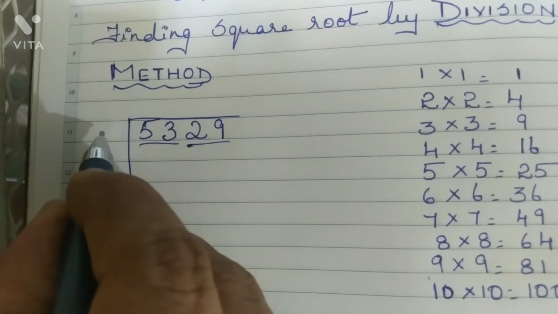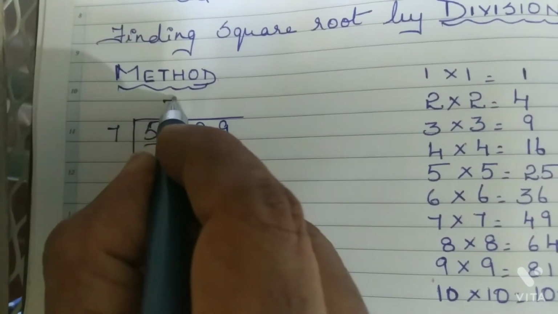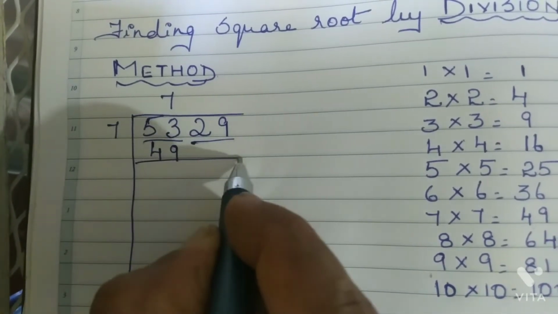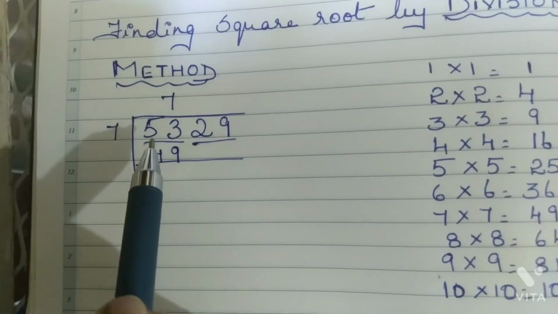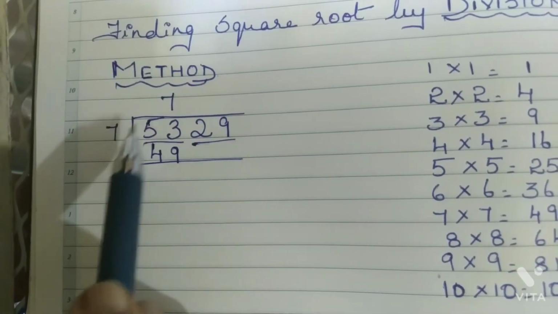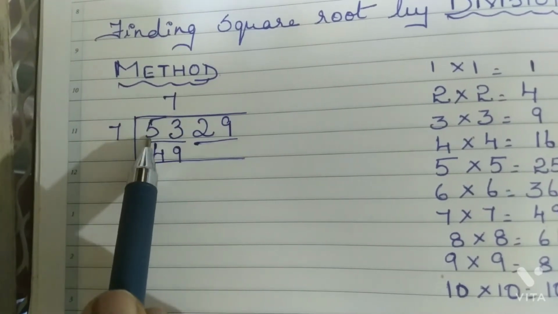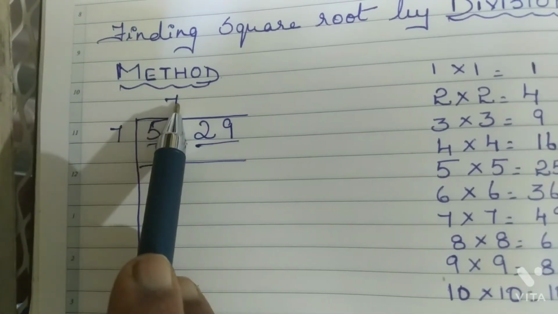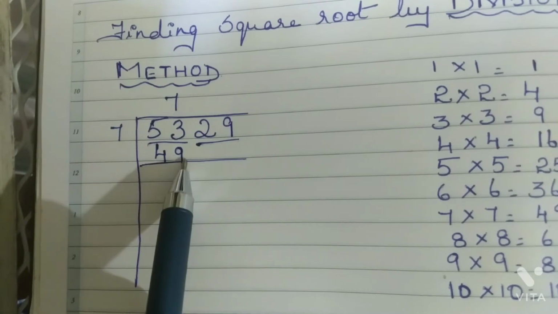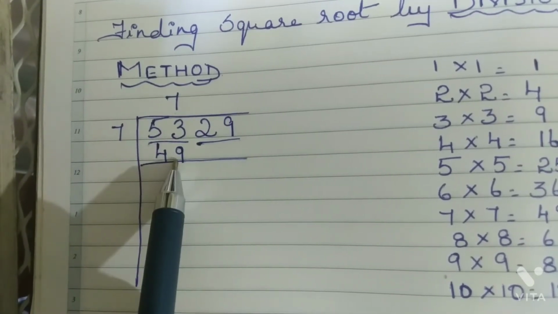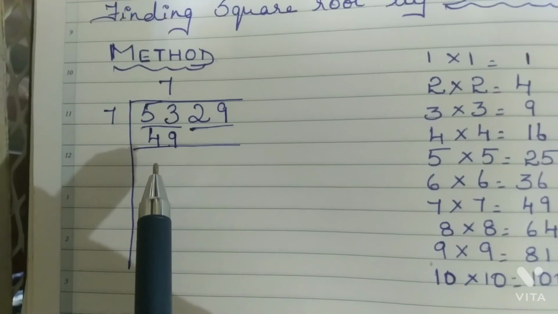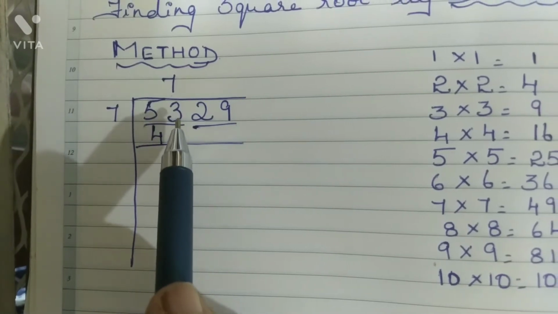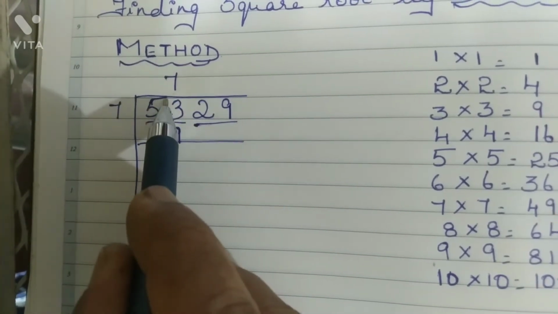So let us take 7 into 7, 49. Now, after taking the square which is near to 53, we'll take the square and write down below this pair, that is 53. After that, just like how we do in the normal division, we subtract these two numbers. So here we need to borrow.